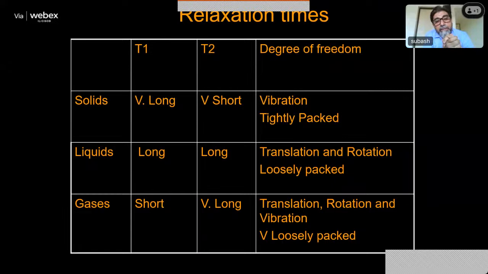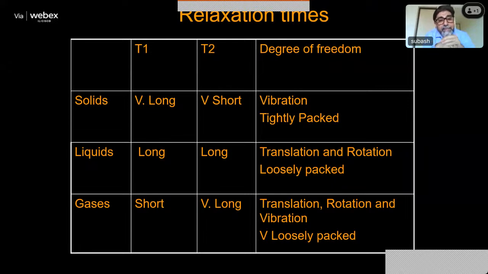Liquids have long T1 and long T2. Liquids have both translation and rotation degrees of freedom, so they are a little more efficient as far as energy dissipation is concerned. And since they are loosely packed, the spins are not very close to each other. So it takes a little effort for spins to exchange energy, and the signal decays more slowly.